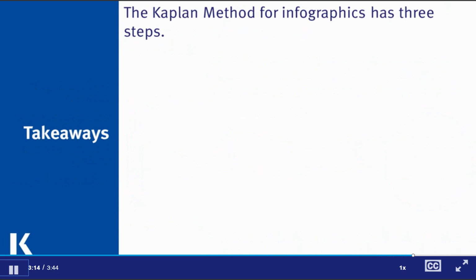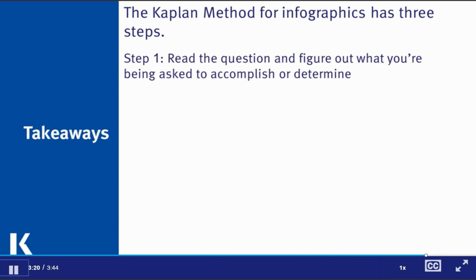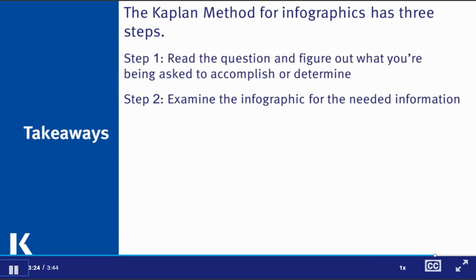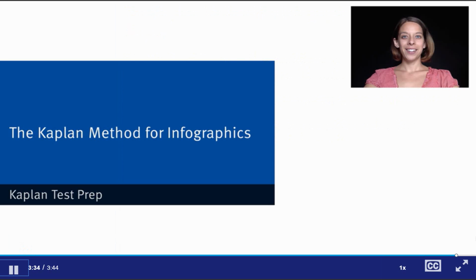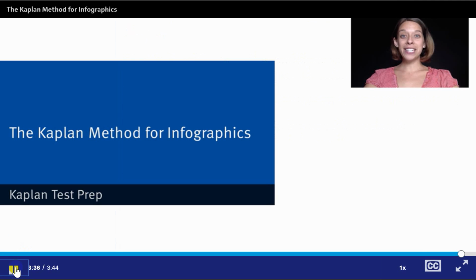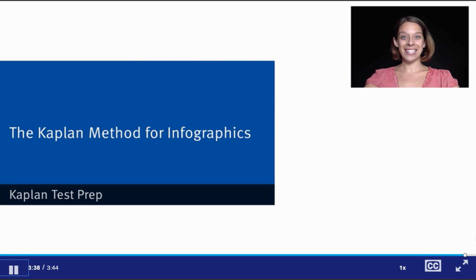Take a moment now to memorize the 3 steps of the Kaplan method for infographics. Step 1, read the question and determine what you're solving for. Step 2, examine the infographic for the appropriate information. And step 3, predict the correct answer before you peek at the choices. Using the Kaplan method every time you see an infographic on test day will help lead you to the correct answer quickly and efficiently.